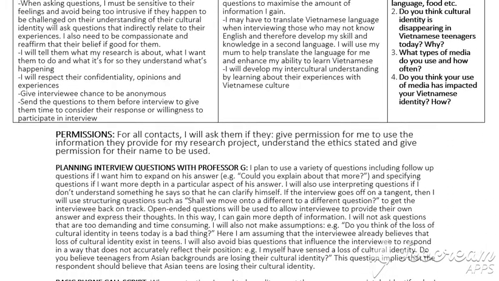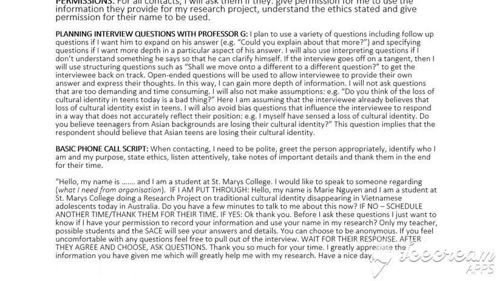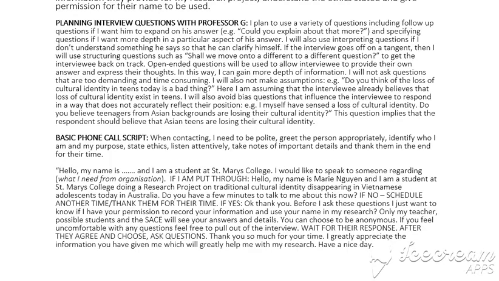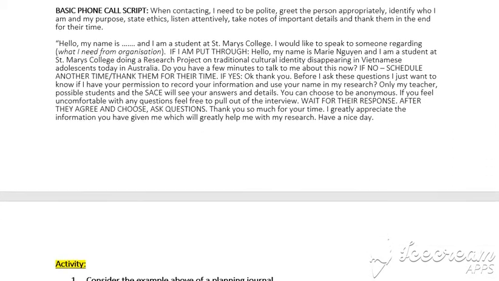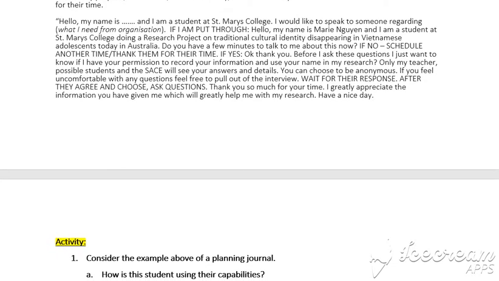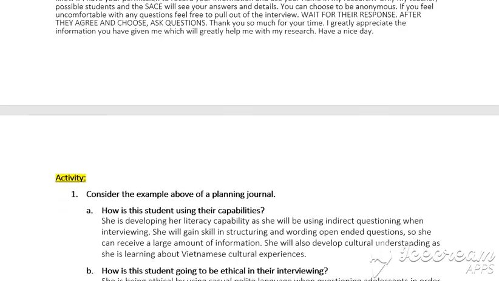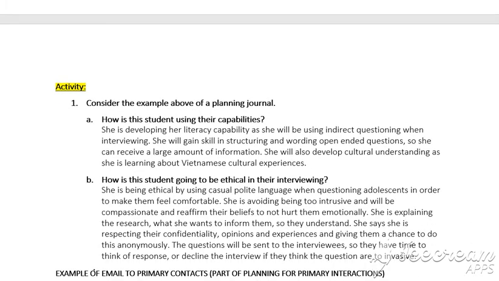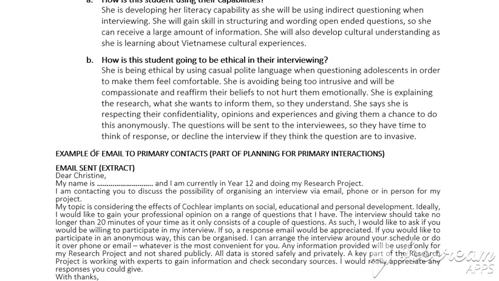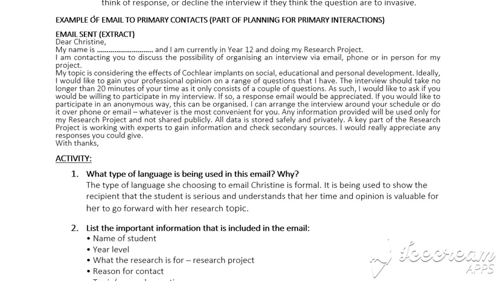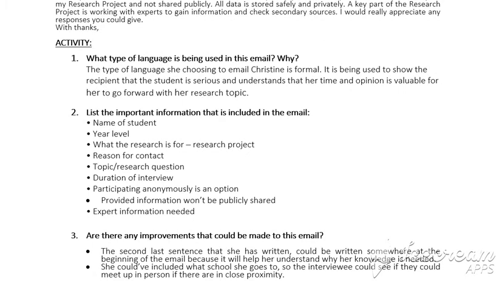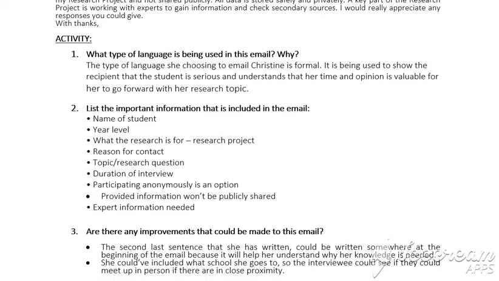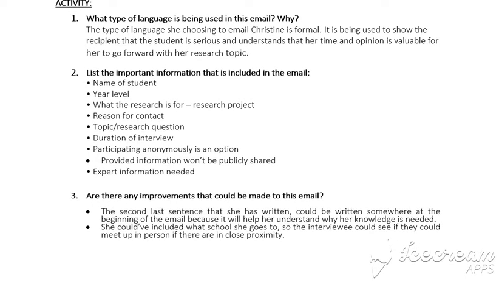They then go into some analysis and they talk through the types of questions they're going to use, and they even write a script of how they're going to talk to these people. So what we want you to do is to think about, how is the student using their capabilities? How is the student being ethical? The last one is an example of an email that is being sent out, and we want you to analyse what type of language is being used, what's the important information, and how would you improve it.